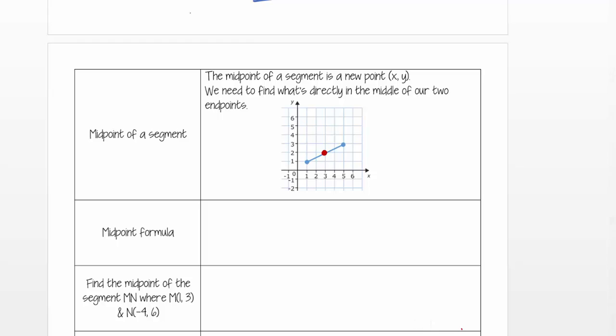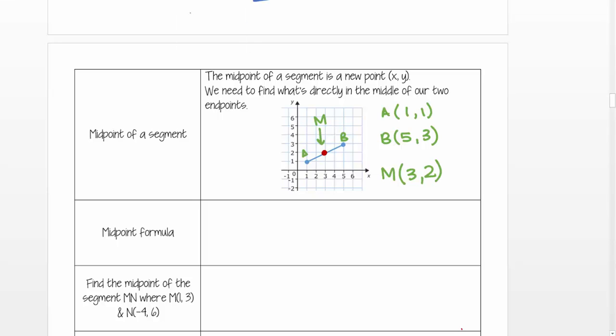So if we were to stop and think about these points that we have here, this first point A is at 1, 1, and our other endpoint B is at 5, 3. Our midpoint, this guy right here that's right in the middle, is over 3 and up 2.